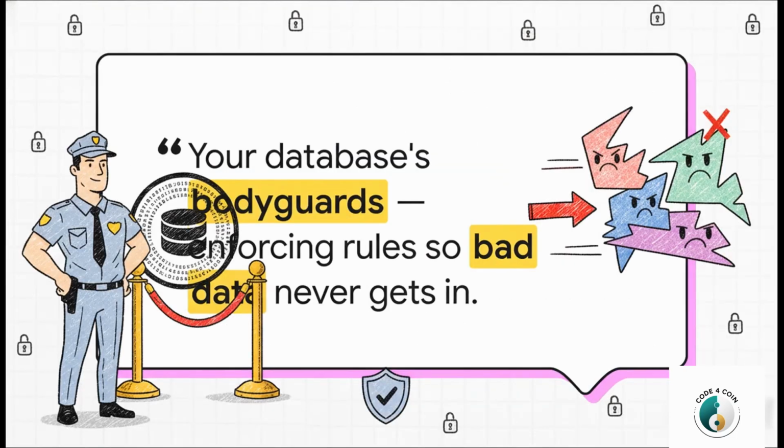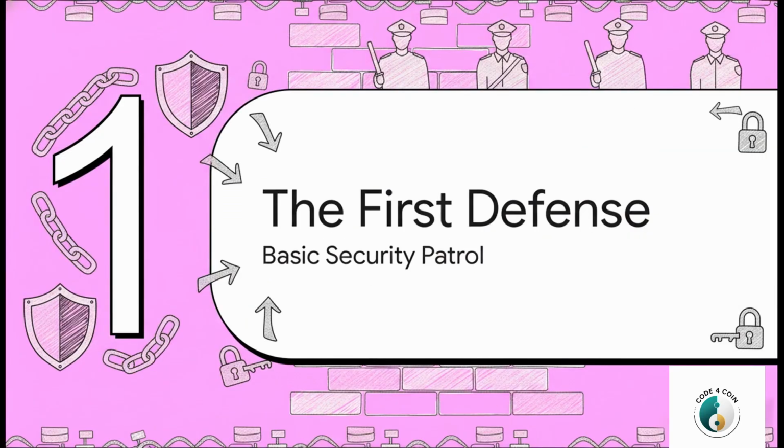And that right there is the absolute best way to think about constraints. They are your database's personal security detail. They stand at the door, they check every single piece of data's ID, and they make sure nothing shady ever gets past that velvet rope. They're your bodyguards. So let's meet the crew. We're going to start with the first line of defense. These are the guards that handle the most common problems you're going to run into. This is your basic security patrol.